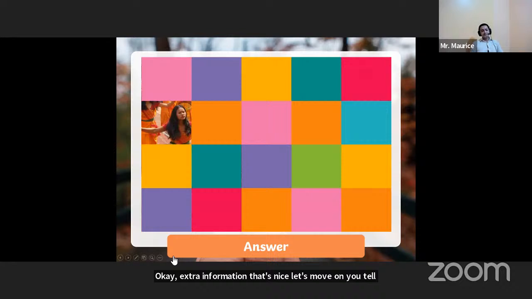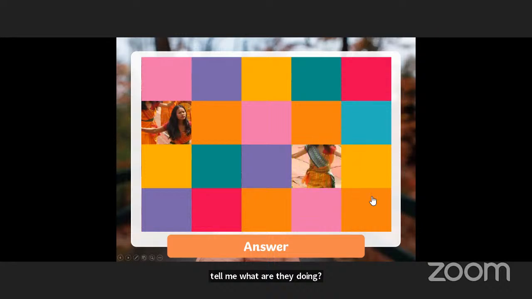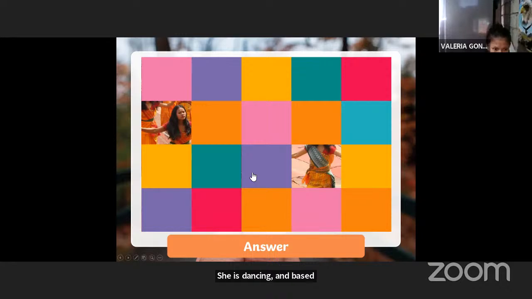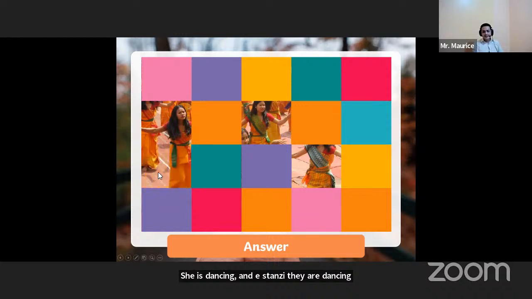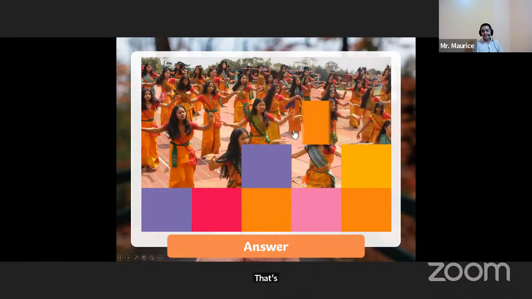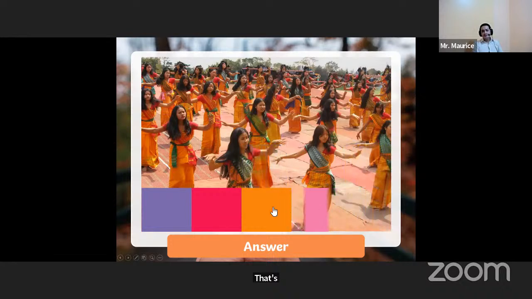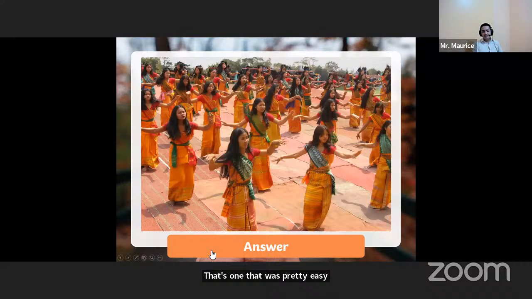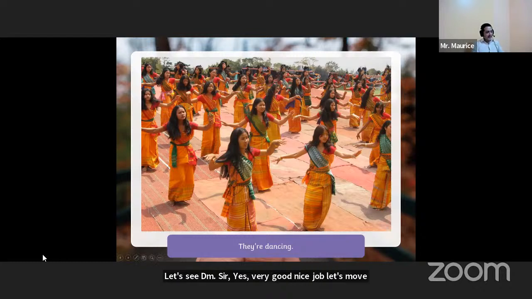What are they doing? She is dancing. He is dancing. They are dancing. Okay. Nice, guys. Excellent. That one was pretty easy. Let's see the answer. Yes, very good. Nice job. Let's move on. Next one.